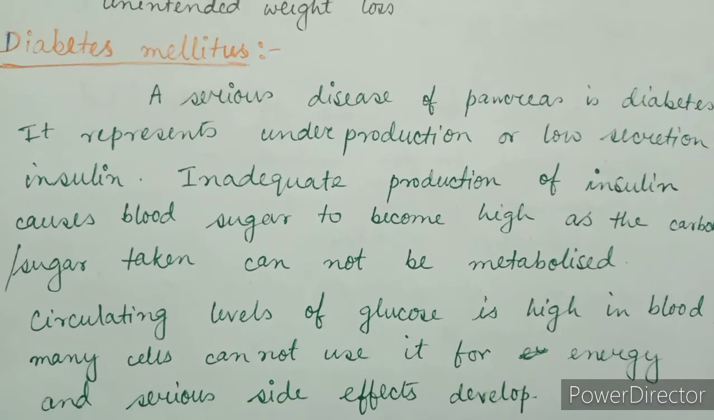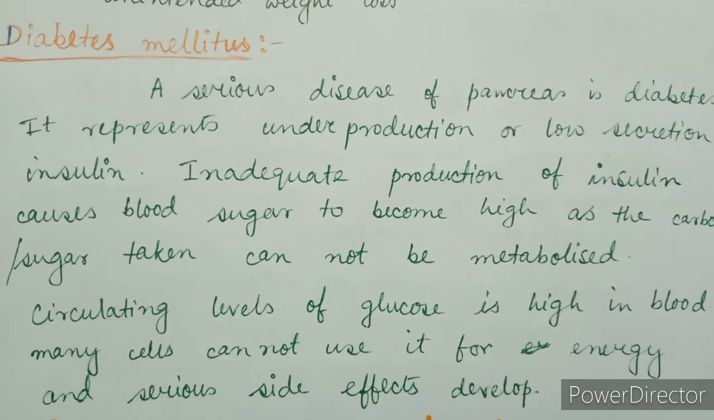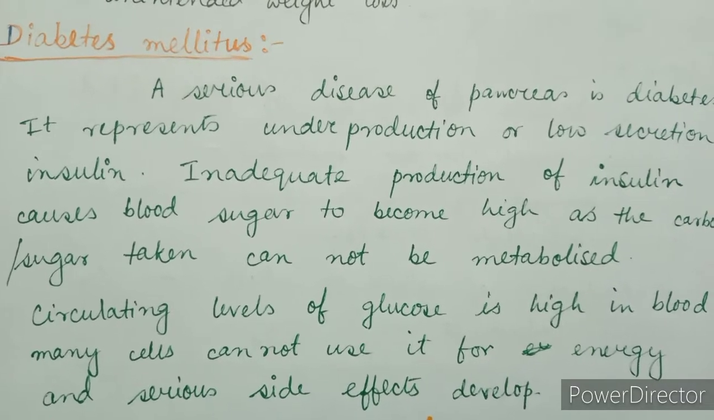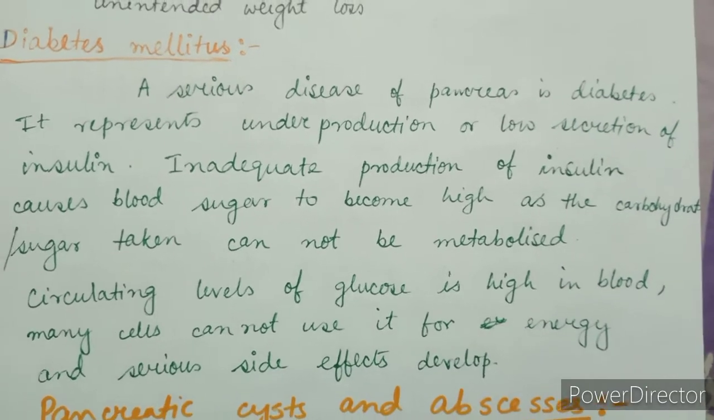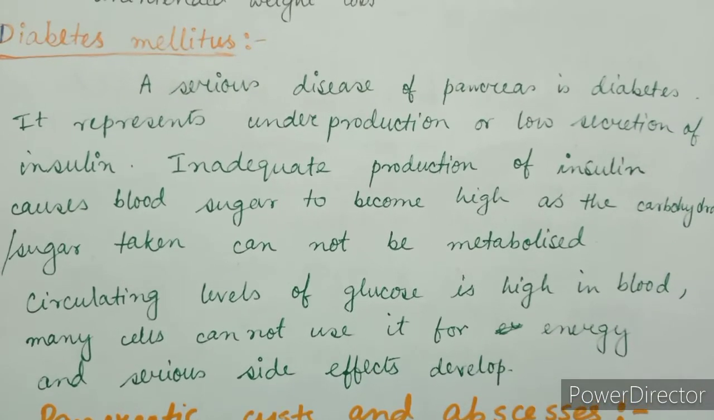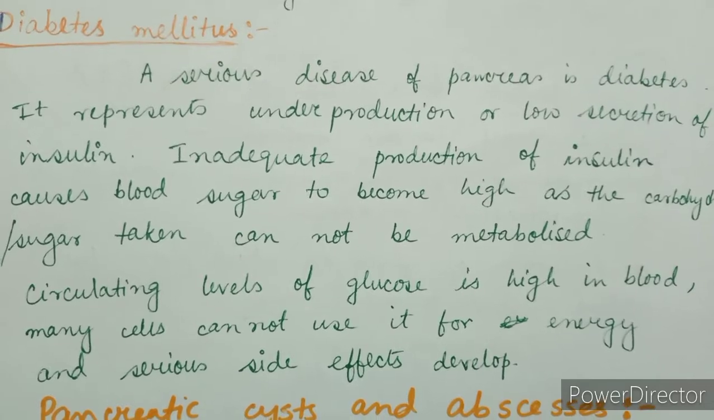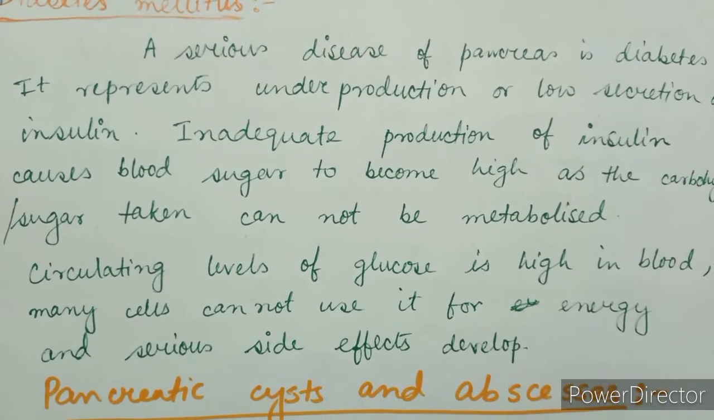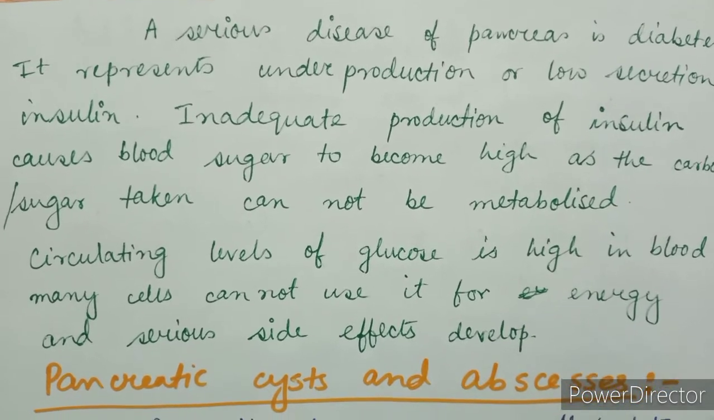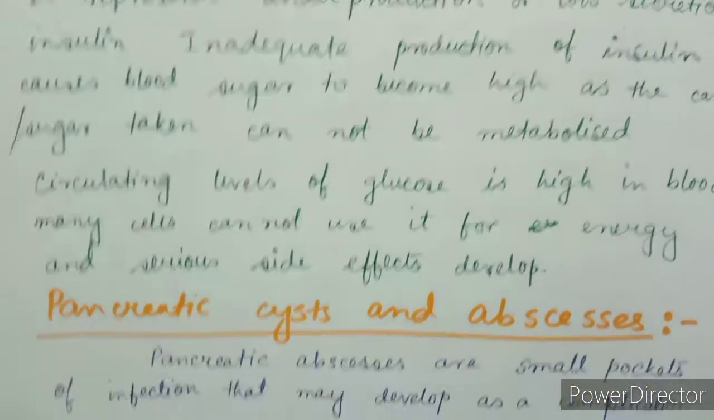When inadequate or low production of insulin occurs, it causes blood sugar to become very high. As the carbohydrate sugar taken cannot be metabolized, circulating levels of glucose are high in the blood. Many cells cannot use it for energy and serious side effects develop.